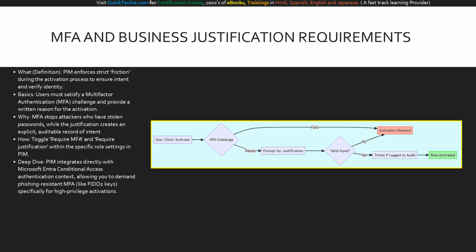The system waits for valid input. If left blank, they are blocked. Once a valid reason or ticket number is provided, it is securely logged to the immutable audit trail. Only after passing these rigorous checks is the role activated. It is a perfect blend of identity verification and administrative accountability.